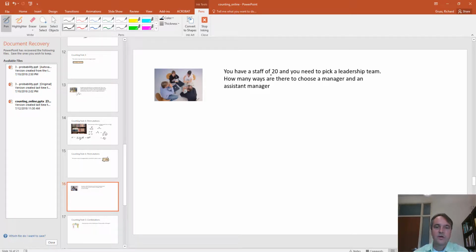Okay, so if you think about this, we have an initial starting set of 20. So n is equal to 20, and we need to pick a manager and an assistant manager. So we're going to pick 2, and the order matters here, right? Because one is going to be the manager and the other one's going to be the assistant manager. So what this is asking us to do is 20 permute 2. So x is equal to 2 here.